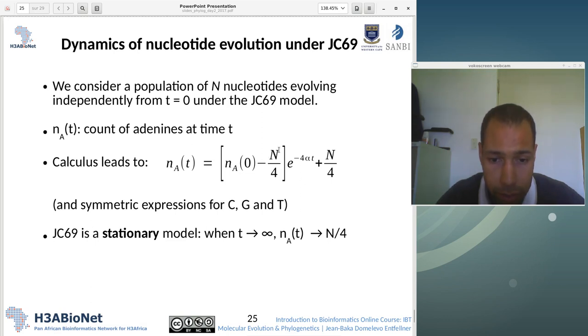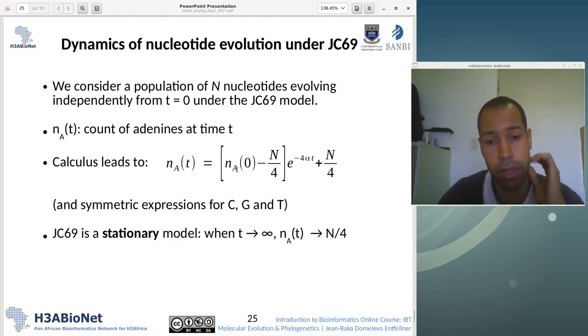Here we have this uppercase N divided by 4, not necessary to explain this. Here we have an exponential of minus 4 alpha times t, okay? And t is this time that elapsed between time 0 and current time t, okay? So this expression here pertains to nucleotide A, adenine. You have also exactly the same expression for nucleotides C, G, and T, okay? Cytosine, guanine, and thymine.